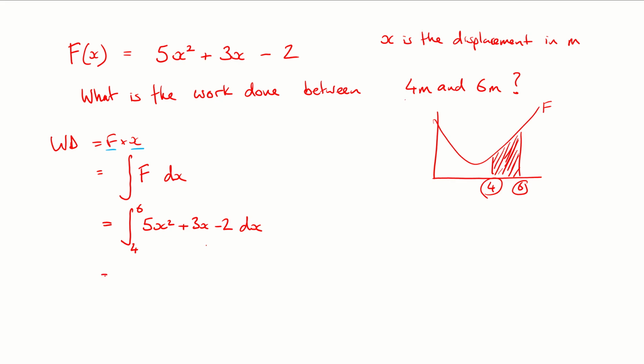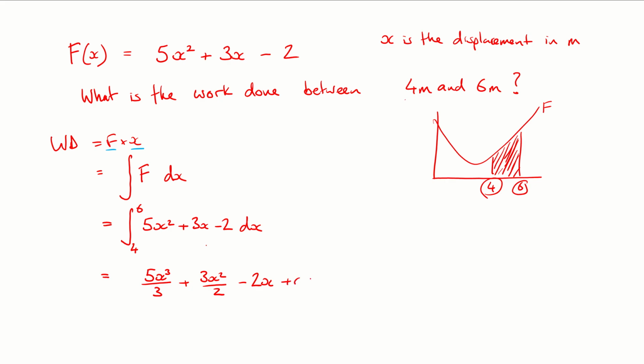Okay, well, let's follow those old rules that we had. Remember, if we're integrating, the power goes up by 1 and we divide by the new power. So 5x cubed, power goes up, divide by the new power 3. Let's look at 3x, so this becomes 3x squared divided by 2. And here I've got a minus 2, so if I integrate that, it just becomes minus 2x. Do you remember if we were differentiating 2x, the gradient would be 2? So the same opposite goes when we integrate it.